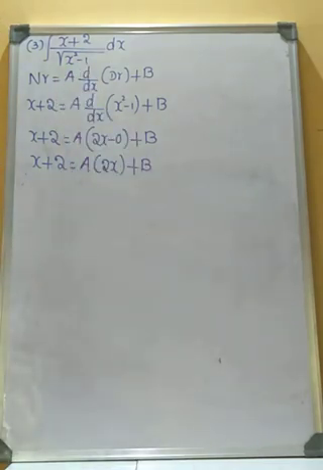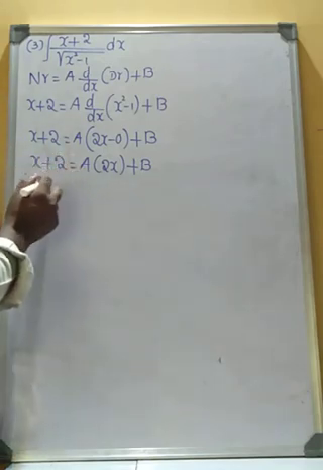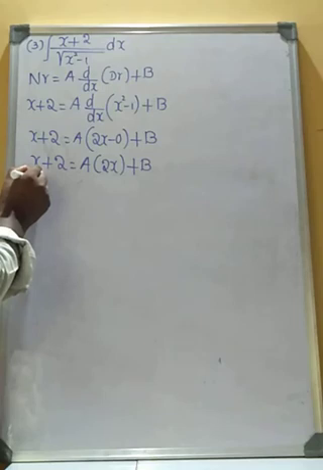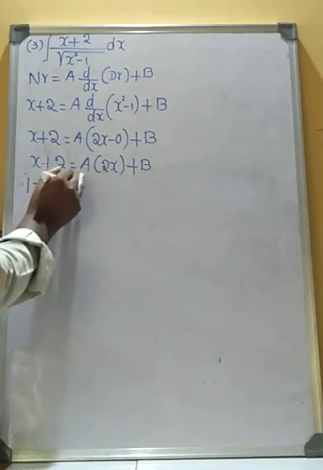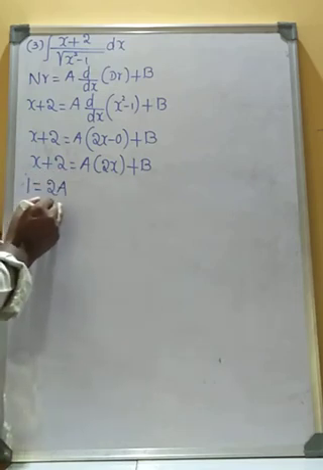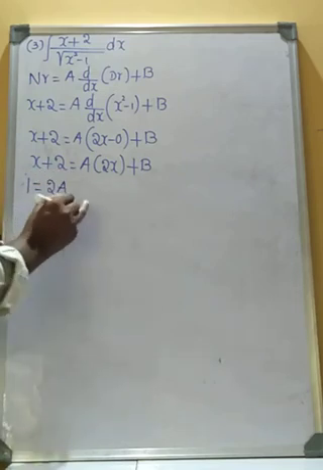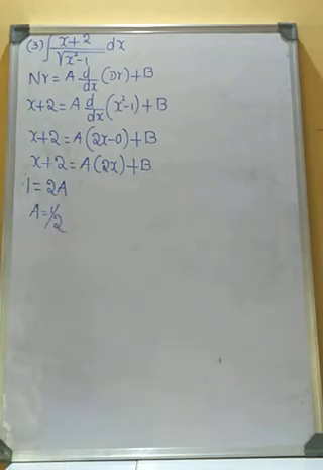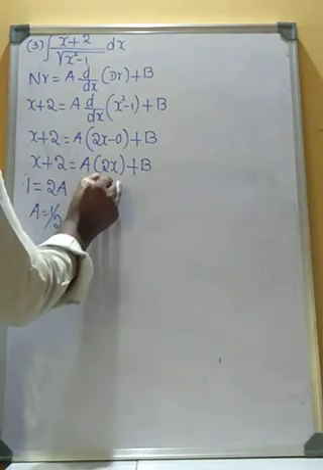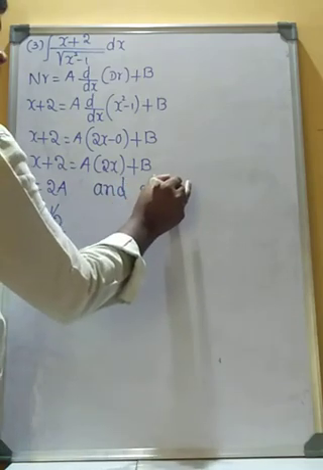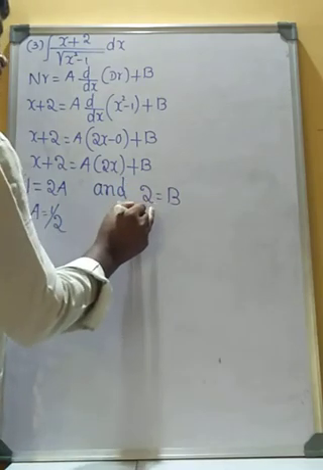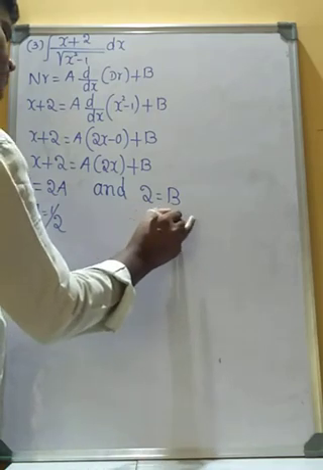Now equating the coefficient of x and the constant terms from both sides. First, the coefficient of x: left hand side is 1, right hand side is 2a. Therefore a equals 1 divided by 2. And the constant term: 2 equals b. Therefore b equals 2.